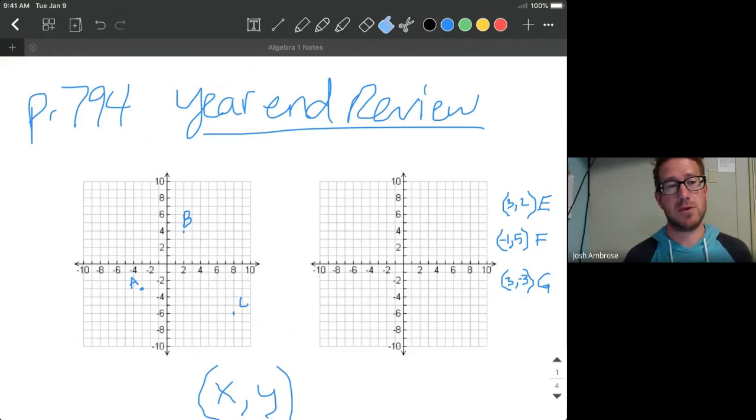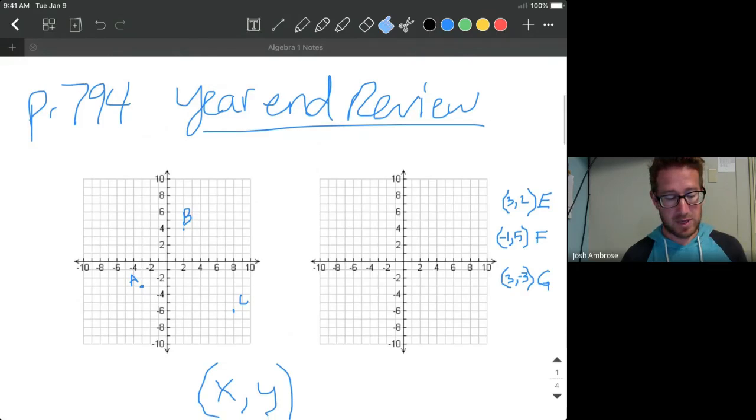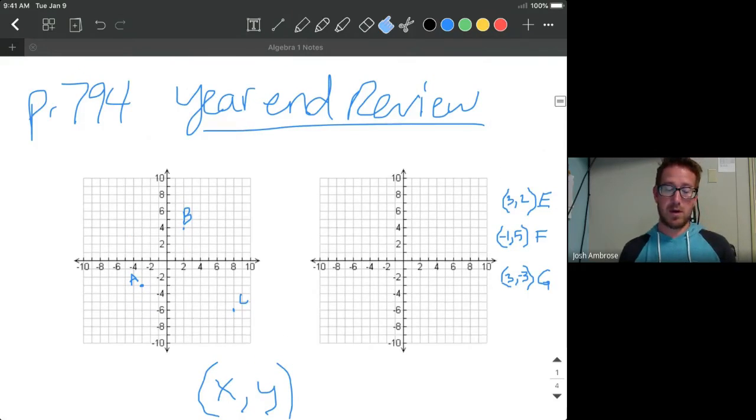You can see up on the screen there. This is coming out of page 794, a little year in review. I got a nice little graph set up because that's where we're starting. This is for the coordinate plane. And again, that's page 794. I'm going to be looking out of my textbook. Please have your textbook open. If not, you can go ahead and pause the video, get that textbook ready to roll.